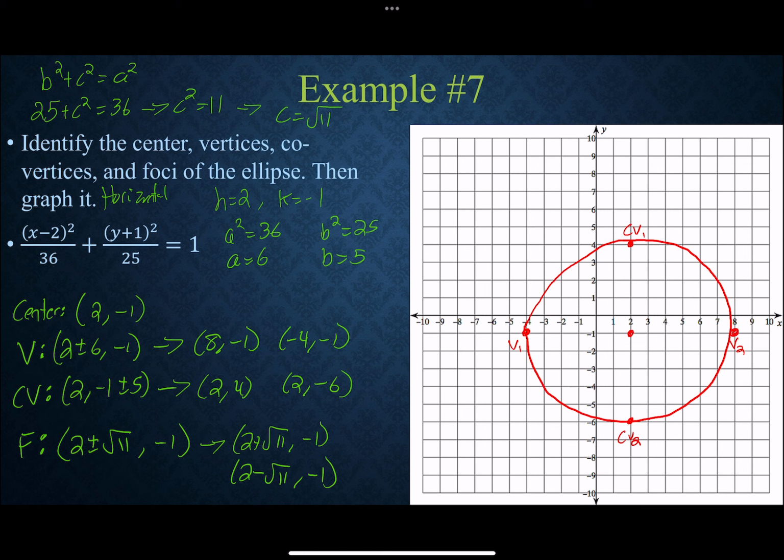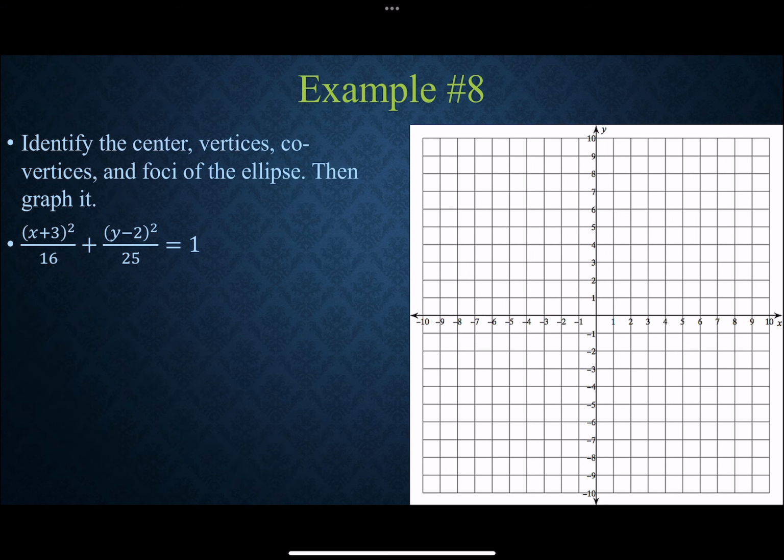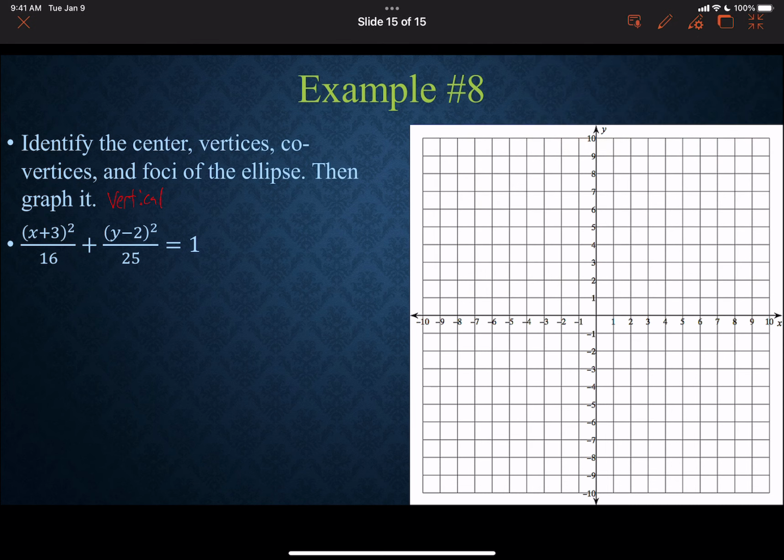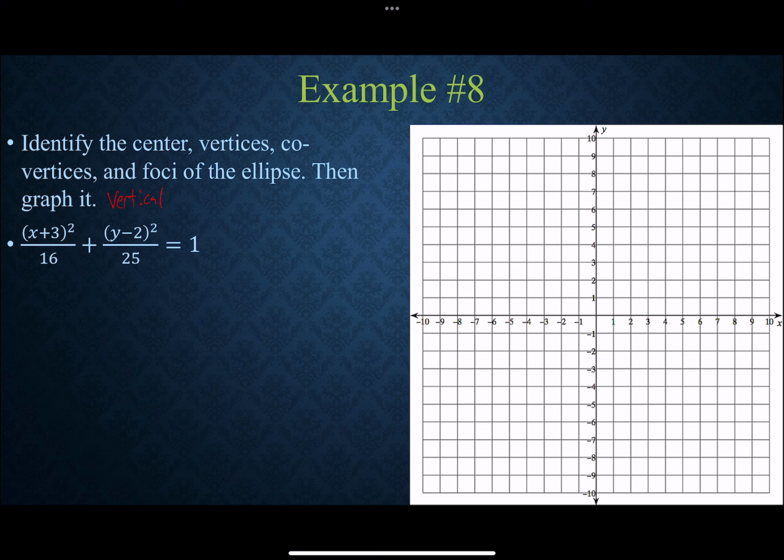Let's talk about a vertical one. Same process and all, but you'll see it's a different shape. And again, you can recognize this one as vertical because the larger value is part of the y fraction. The 25 is part of that. So we go ahead and find our h and k. H is -3, k is +2. It's always the opposite of inside the expressions there. A squared is the bigger number, which is 25, which means A is 5. B squared is the smaller number, which is 16, so B is going to be 4.